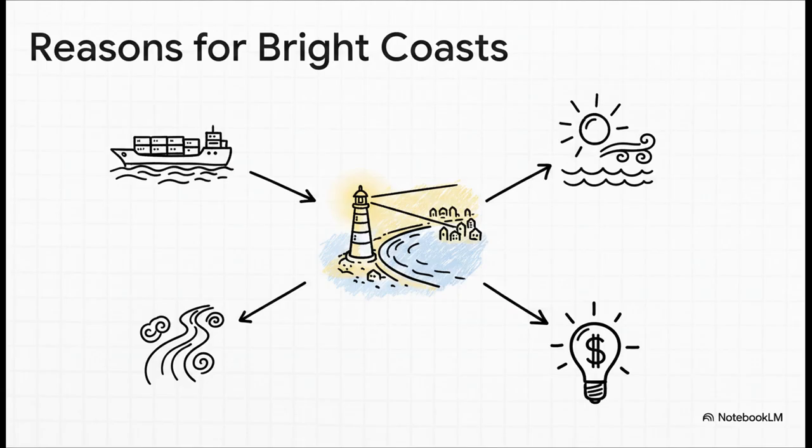But, and this is a really critical point, this is not just a map of where people live. It's a map of wealth and economic development. The light comes from electricity, and electricity costs money.